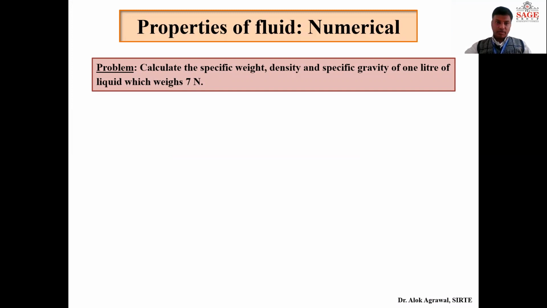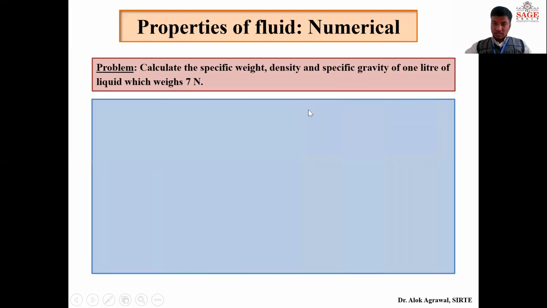In this numerical, it is said to calculate the specific weight, which is also known as weight density. If it is written simply as density here, it means mass density. So calculate the specific weight, density and specific gravity of 1 liter of liquid which weighs 7 Newton. So what are the things given in this problem? Volume in terms of liter is given, and the weight of that liquid is given, and it is asked to find out the specific weight, density and specific gravity.